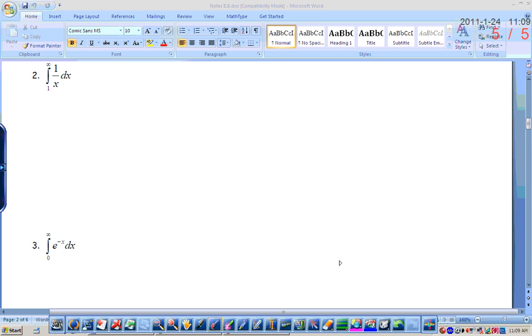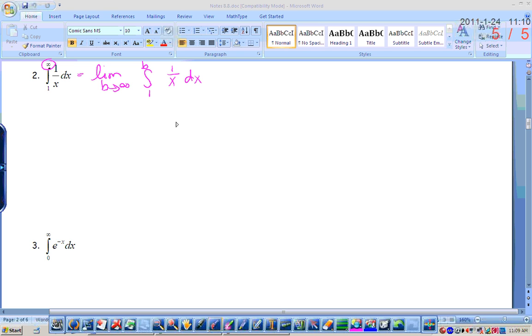Okay, so the integral from 1 to infinity of 1 over x dx. As soon as I see that infinity right there, I know that I'm going to have to use a limit. So this is the same thing as the limit as b approaches infinity of the integral from 1 to b of 1 over x dx. And notation is a really big part of this, so pretty much anything that I'm writing up here, I would expect you to write on quizzes and tests.